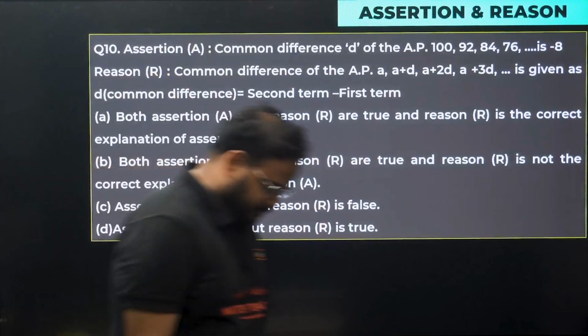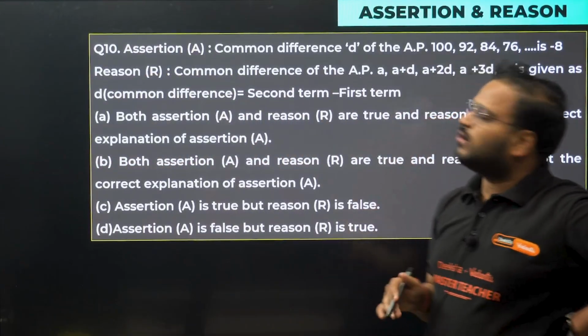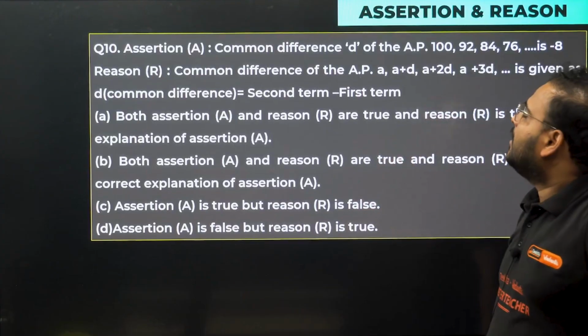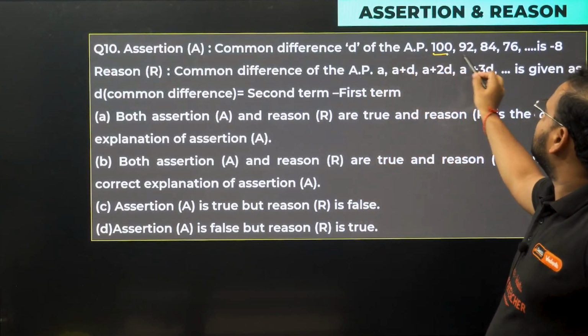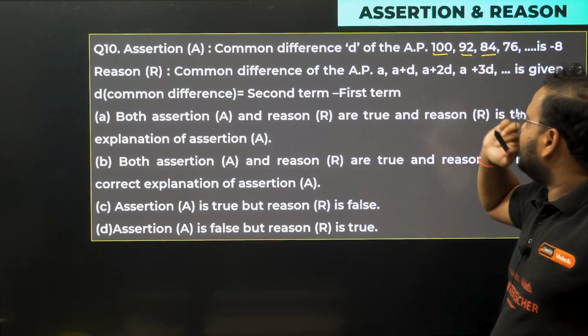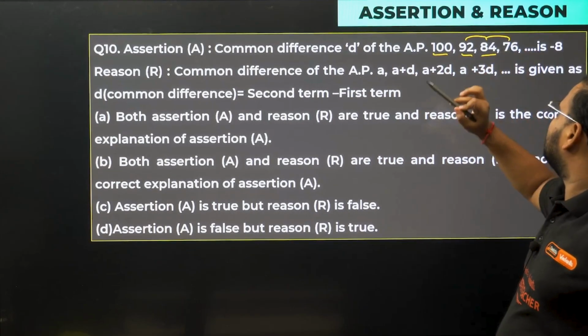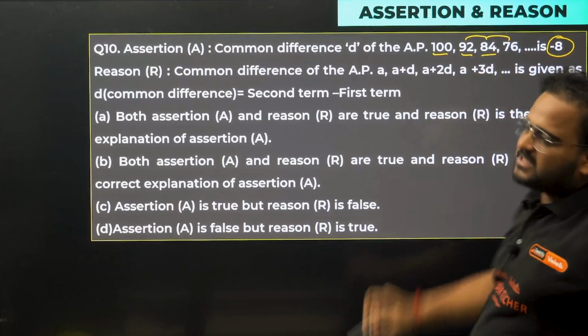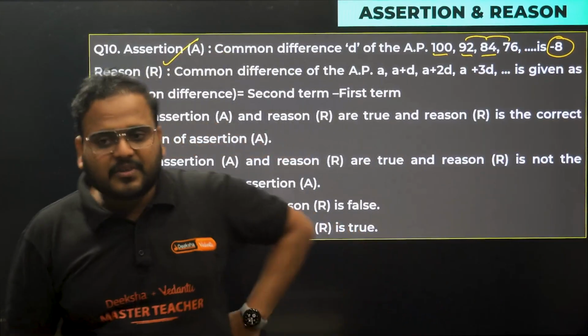Question number 10. It's an MCQ but assertion and reason kind. So how would you solve this? Let's read the question then. The common difference D of an AP is given by, for this. Please check. 100 minus 8 is 92. 92 minus 8 is 84. 84 minus 8 is 76. So yes, this is correct. The common difference is minus 8. That's correct. Assertion is true. The common difference is actually minus 8.